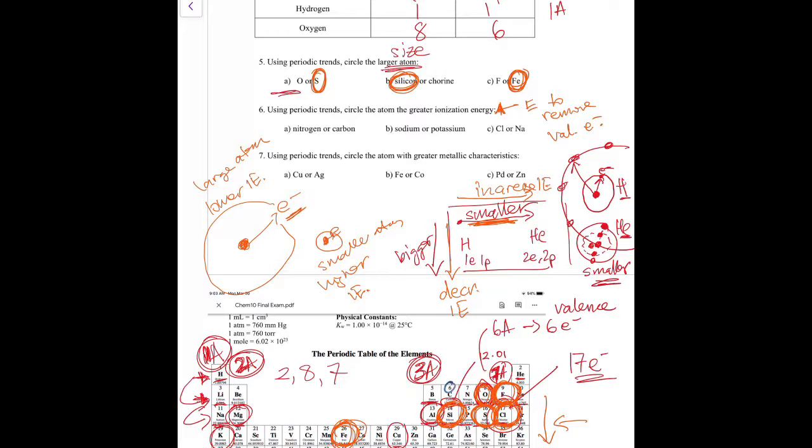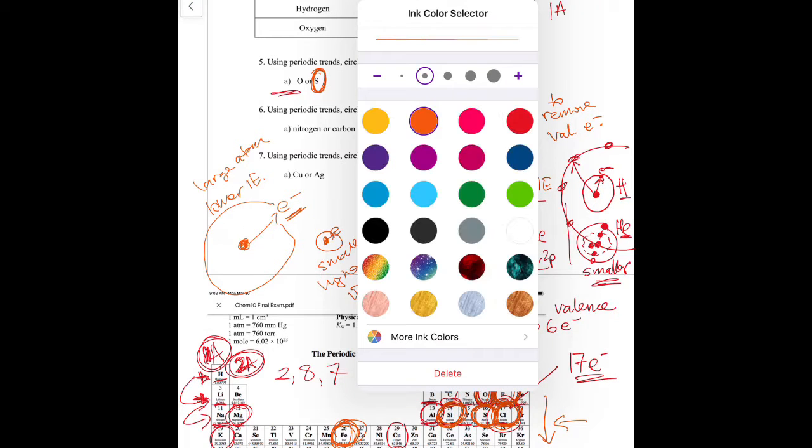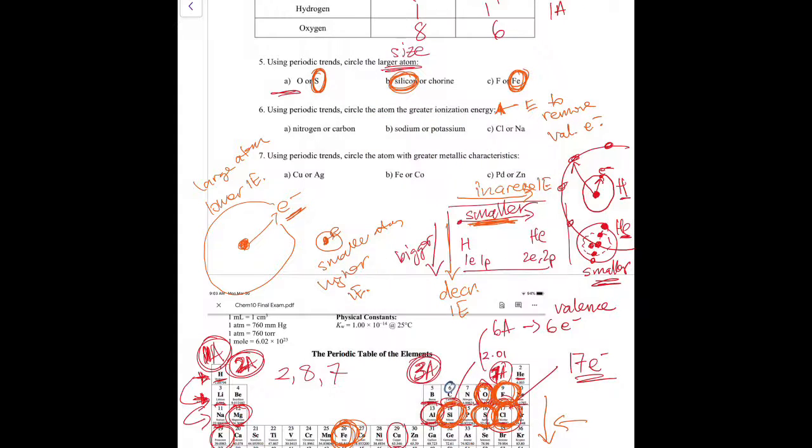Okay, so let's take a look. Nitrogen, this is becoming a mess. It's okay. We will live with it. Okay, so nitrogen and carbon. Where's nitrogen? Nitrogen's right here. Where's carbon? Carbon's right here. So that means nitrogen is smaller than carbon. If nitrogen is smaller than carbon, then it's going to have a greater ionization energy. You're looking for the smaller atom.